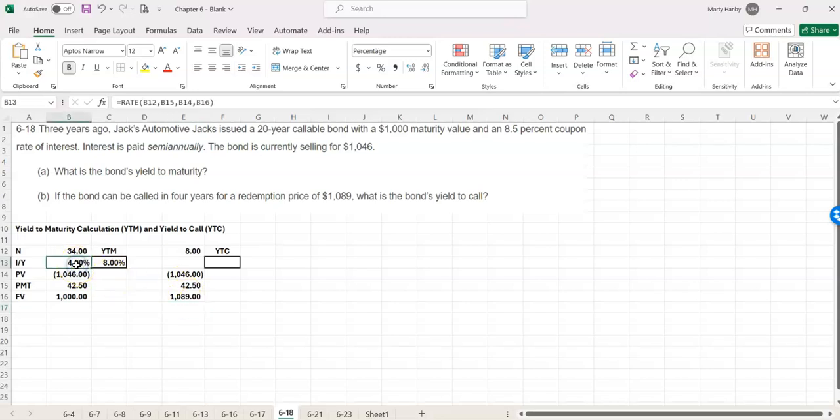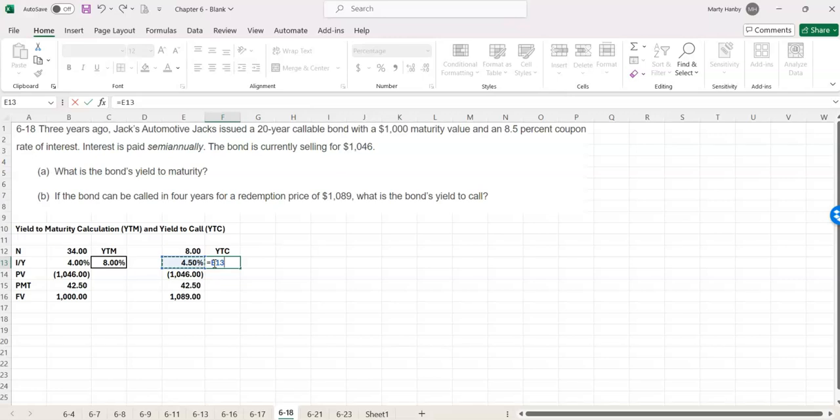And just to show you, if I hit Control C, highlight in the original calculation, hit Control V, hit 4.5%. So then I take that and I multiply by 2, and I get the yield to call of 9%.